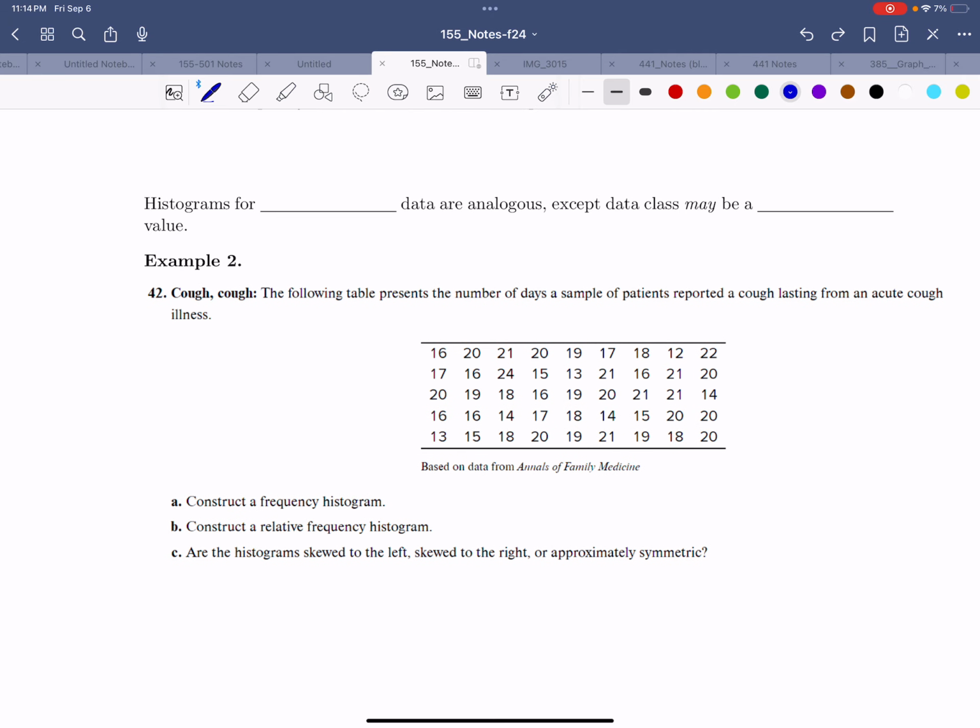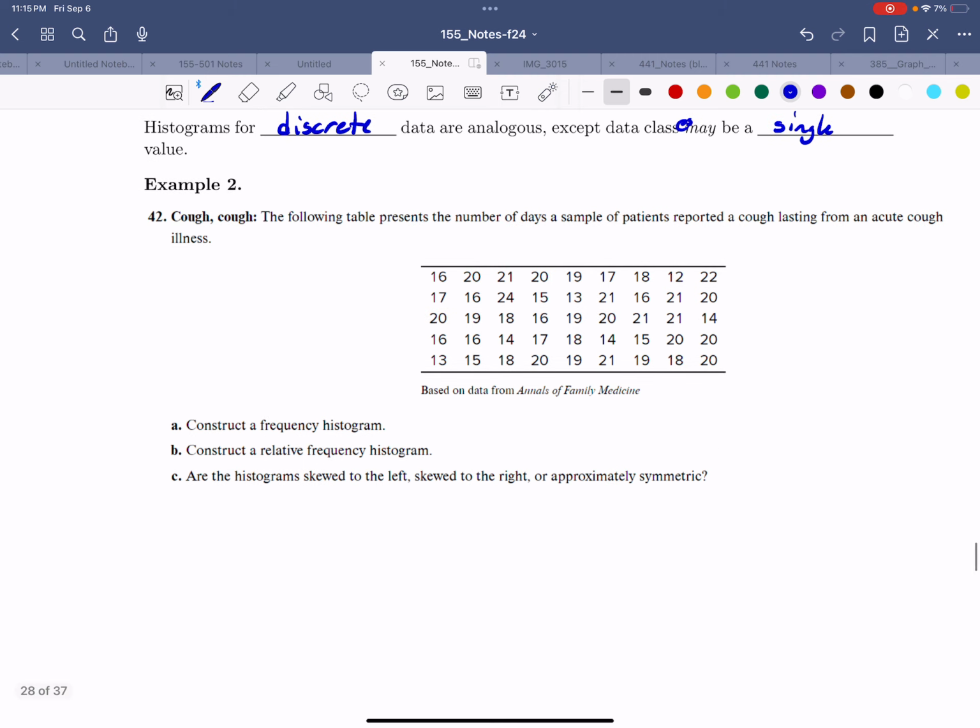All right. Now, just to let you know, histograms for discrete data are analogous, except that in this case, data classes may be a single value. Right. Now, I don't think we have that in this case. In example 2, I would recommend using 2 values per class. But still, you know, there could be another situation where a class could be a single value, right?